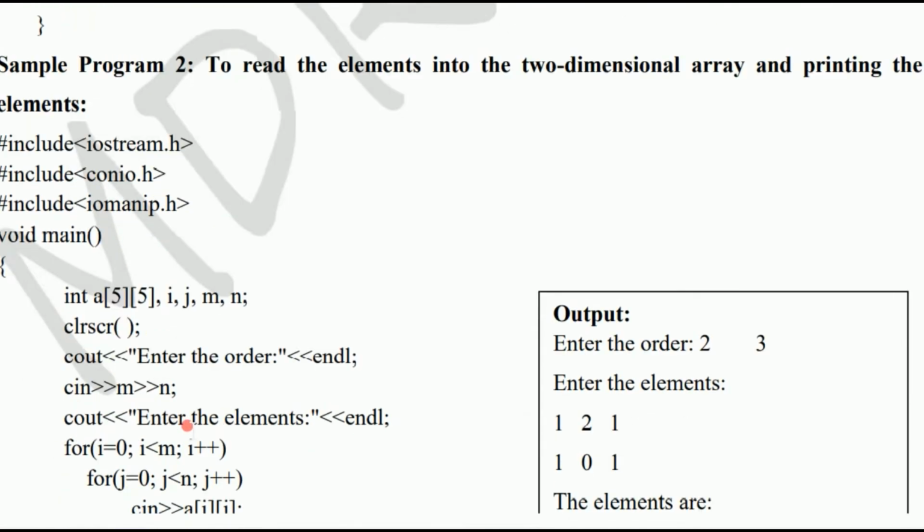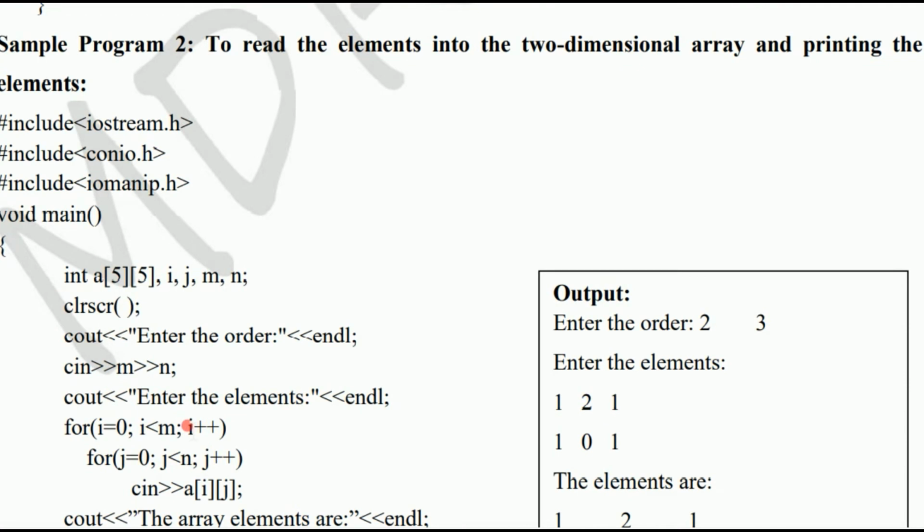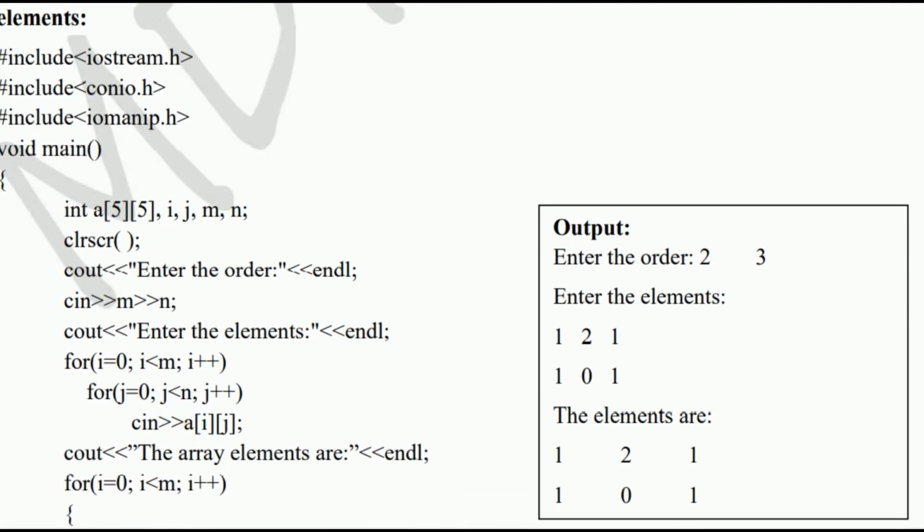So we will see one program, how we can use the two-dimensional array. Then int a of 5, 5. That means the row size and column size, both you have to specify. Then I is needed for row, j is needed for column. M is the row size and n is the column size. Enter the order. cin m n. That means the row size and column size. Enter the elements. For I is equal to 0, I less than m, I plus plus. J is equal to 0, j less than n, j plus plus. cin A of ij.